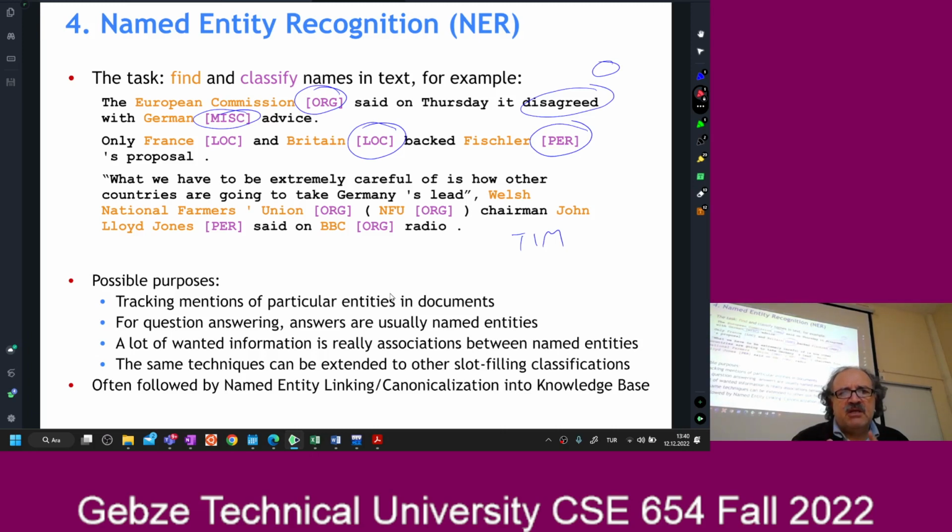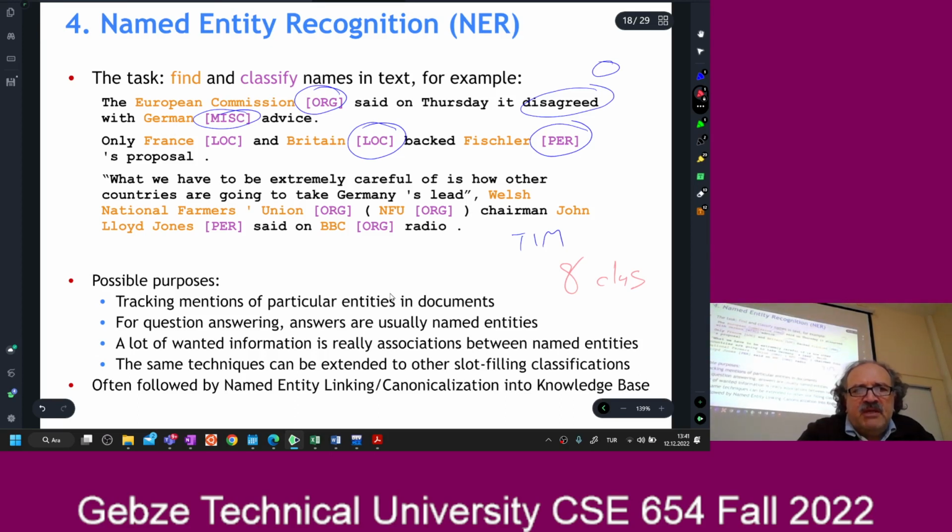Label is organization, other, miscellaneous, location, person, date, etc. So total of maybe 8 classes, okay? Total of 8 classes, and this is called named entity recognition. So we are kind of trying to find the names, named entities. We are trying to find the names in a sentence, and we are going to classify them. For example, European Commission is a name here, German is a name here, Fisher is a name, Britain is a name, France is a name, National Farmers Union is a name, etc. Find the names and classify them.